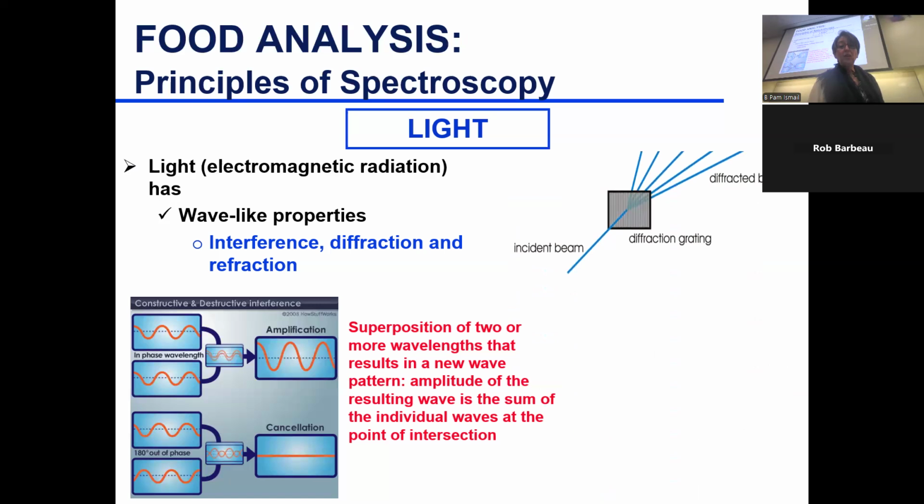So diffraction is very important in quantification, when we apply Beer's law. Do you remember Beer's law? Does anybody remember what Beer's law is? Anybody want to be a brave soul? Nobody wants to. It's the absorption of light, right?